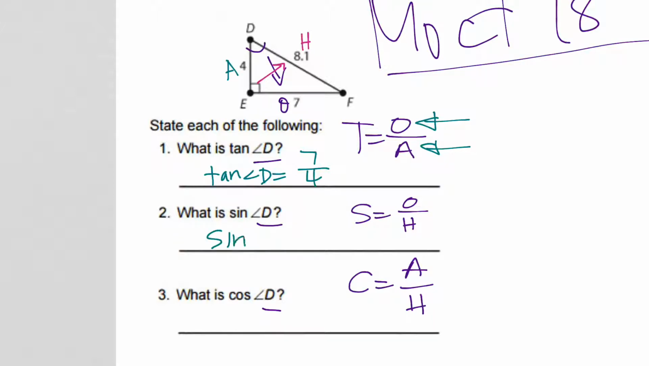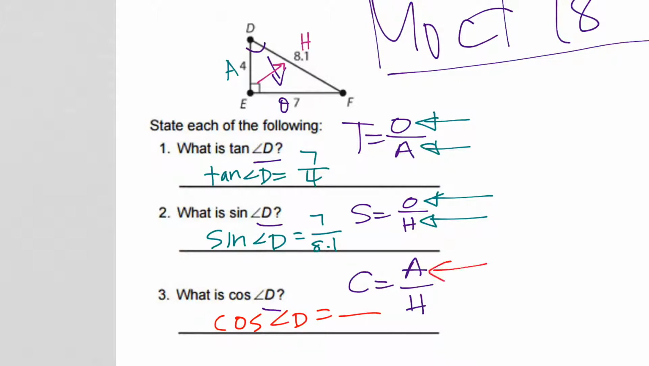Number 2, you're finding sine of angle D, and this is opposite over hypotenuse. Opposite is 7, hypotenuse is 8.1. And last, cosine of angle D is equal to adjacent over hypotenuse. So the adjacent side is 4, the hypotenuse side is 8.1. If they were asking you to find angles, that's when you would use the inverse functions. But because they're not asking us to find the measurements of angles, you don't have to use them.